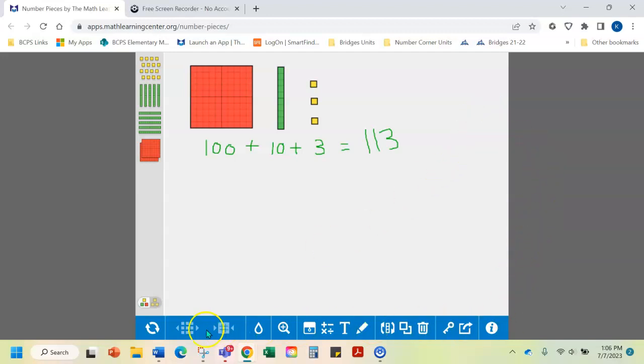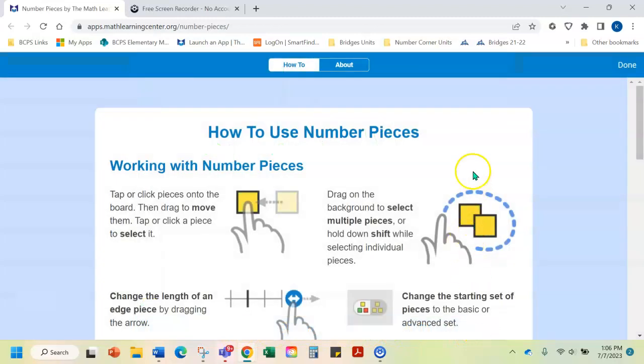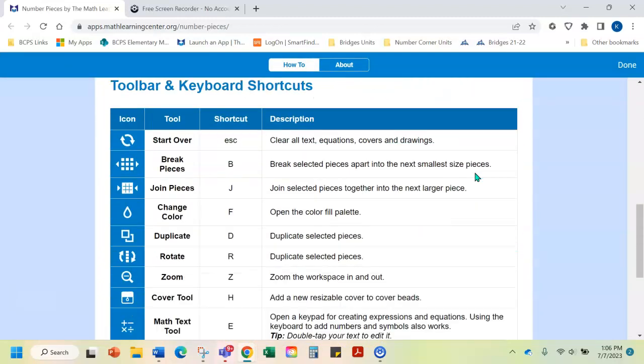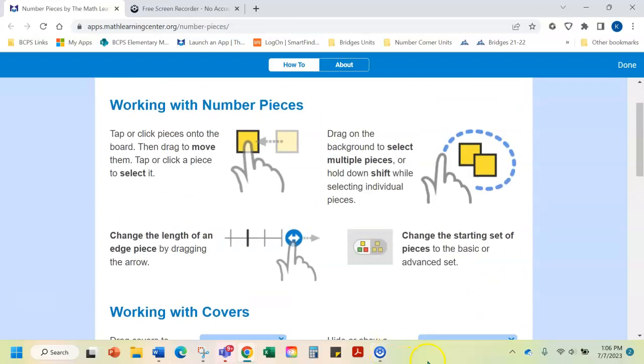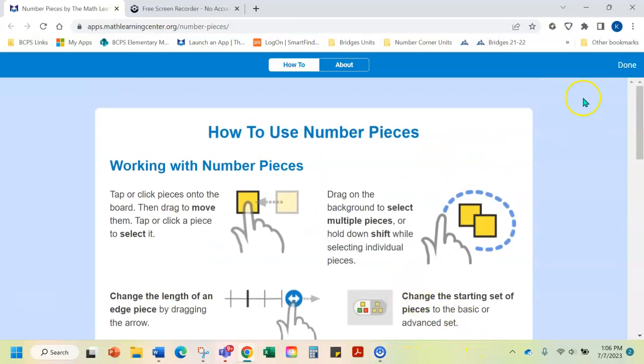There are lots of other tools that you can use on the app at the bottom. If you're not sure how to use those tools, this information button at the bottom will show you what every tool does on the app. Every Math Learning Center app has the same information tool at the bottom.